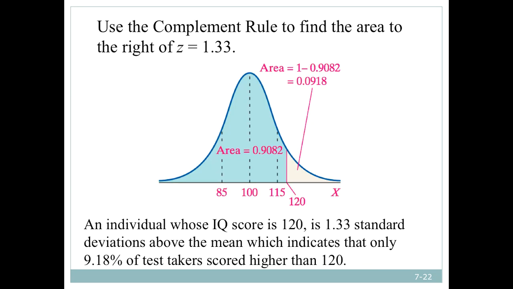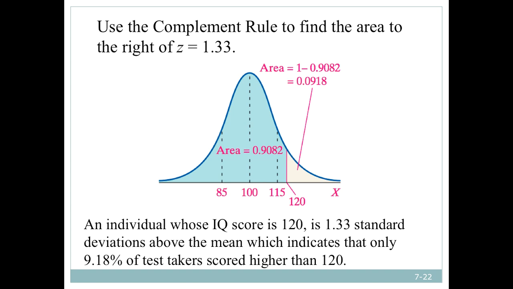So let me make this large again. If I wanted the proportion of individuals who have an IQ score of 120 or higher, I know from looking up the value on my table that if I put a 120 here and shade to the left, the area is going to be 0.9082. That's what my table gives me. It tells me that 90.82% of people score less than 120.